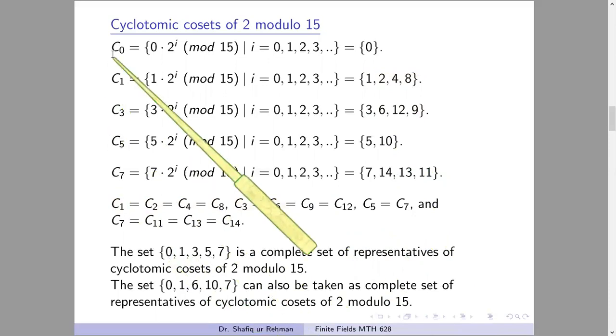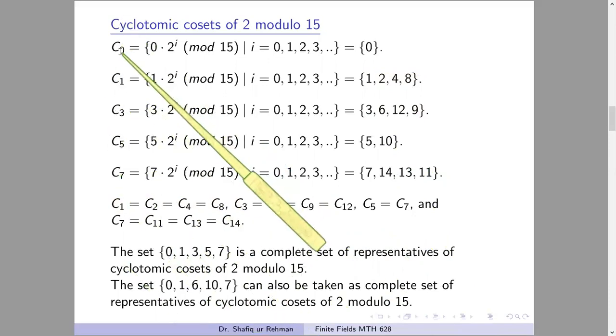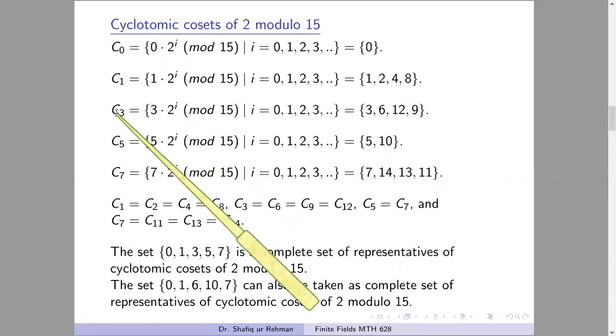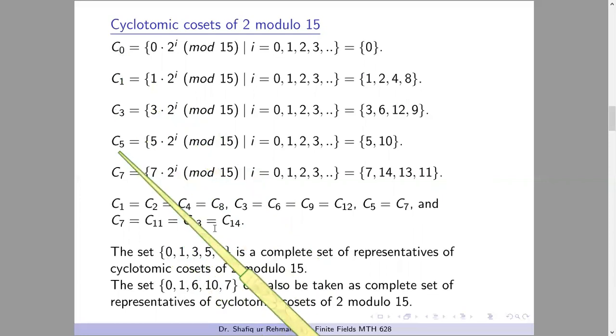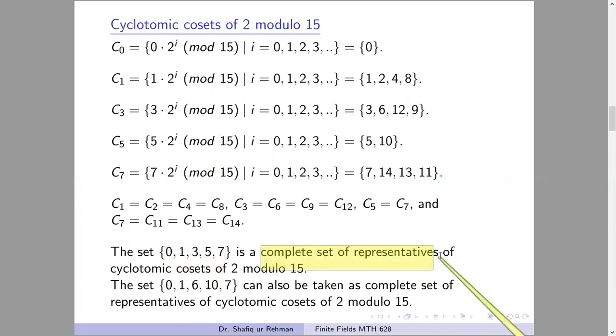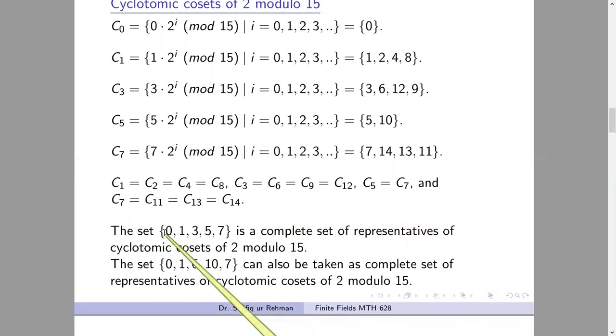If we take the distinct cyclotomic cosets, for instance, if we represent the first cyclotomic coset by 0, the second by 1, third by 3, next by 5, and next by 7, these are all distinct cyclotomic cosets. So this set will be called the complete set of representatives of cyclotomic cosets. And notice that this set of representatives is not unique.